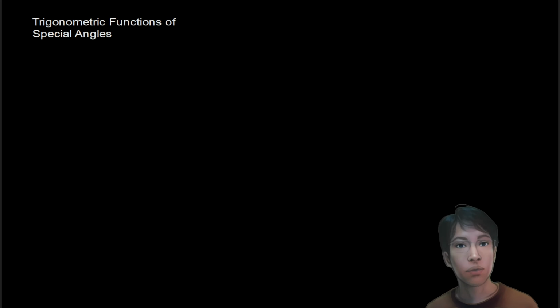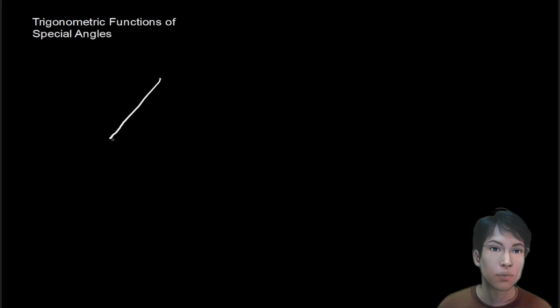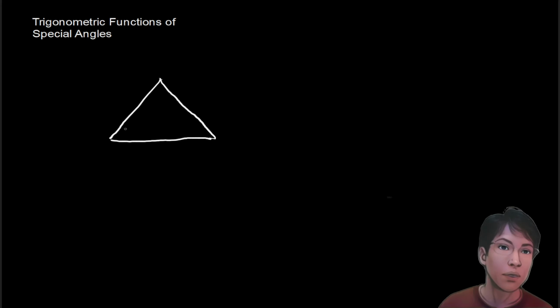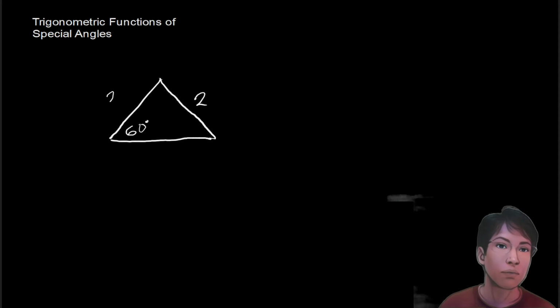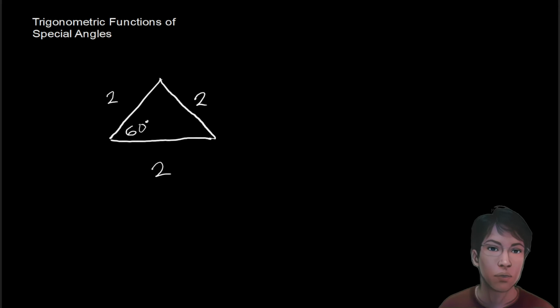Let's proceed with the trigonometric functions of special angles. Let me draw an equilateral triangle. So this is a 60 degrees equilateral triangle: 60, 60, and 60. Now, let's say that the sides of the equilateral triangle are 2. So 2, 2, and 2.